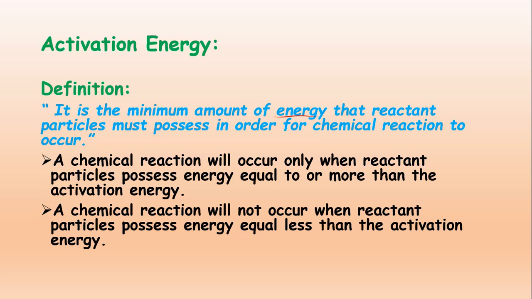So on the basis of the definition, we can deduce two main points. Number one is that a chemical reaction will occur only when the reactant particles possess energy equal to or more than the activation energy. If the activation energy is possessed by the reactant particles, there will be a chemical reaction. The second point is that if the reactant particles do not possess the activation energy, if it is less than activation energy, then what will happen? There will be no reaction. So this was a concept related to activation energy.